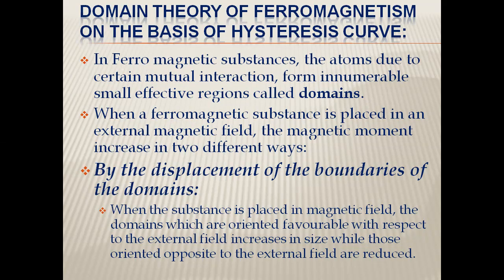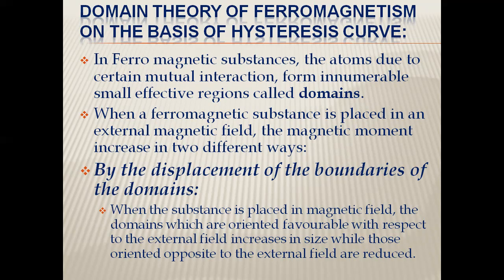In ferromagnetic substances, atoms, due to mutual interaction between them, form innumerable small effective regions called domains, where in each domain all the atoms have a single direction. When a ferromagnetic substance is placed in an external magnetic field, the magnetic moment increases in two different ways: one by the displacement of boundaries, another by the rotation of domains itself.